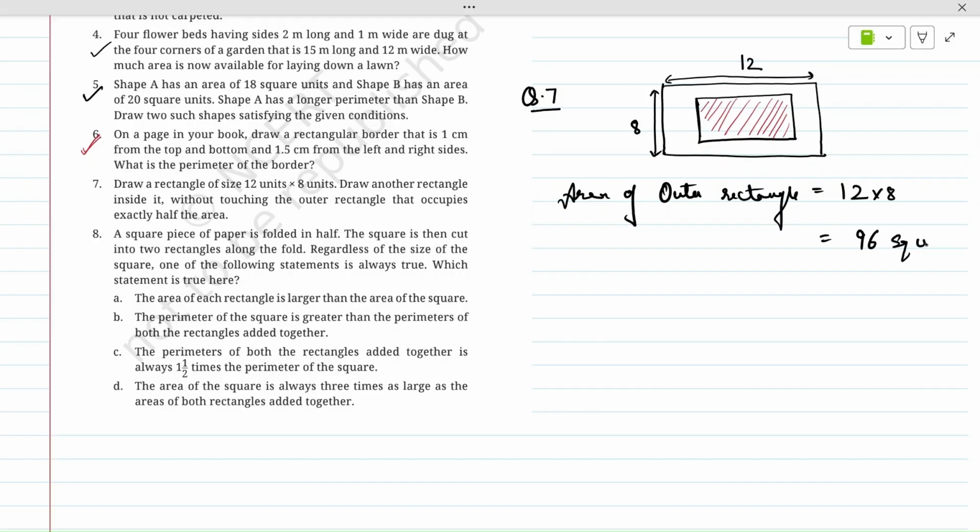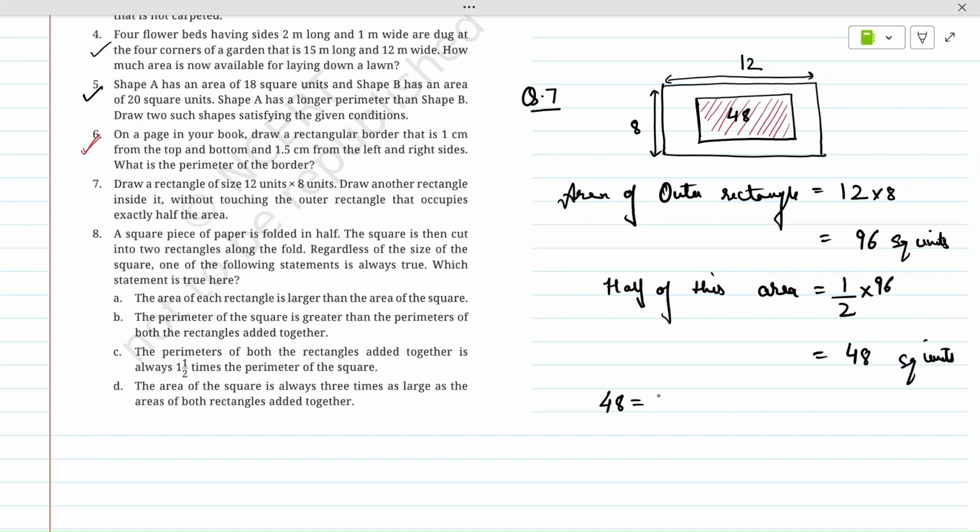Okay, because area is the product of length and breadth, which is given to us for the outer one, so we know the area of the outer one. Now let us find the half of this area. What is the half of this area? The outer rectangle's area is 96, and half of 96 is 48 square units, right? So that means the area of the inner one should be 48 square units. Now we have to find the factors of 48 in a way so that it should come inside these dimensions.